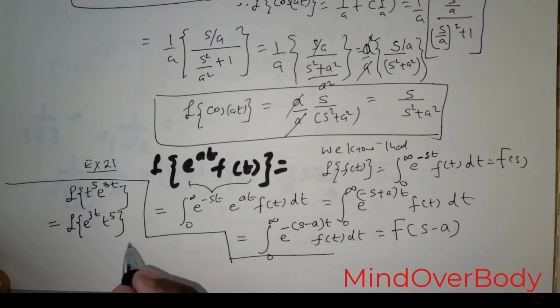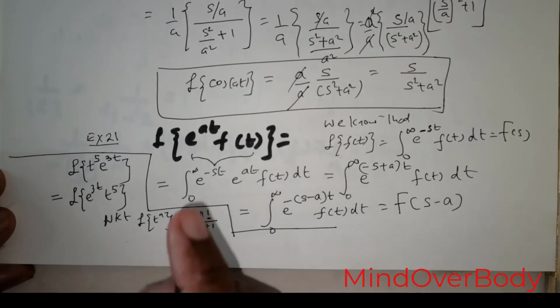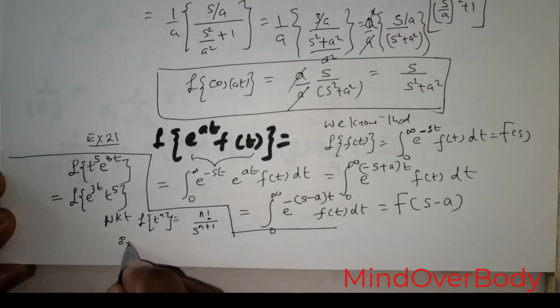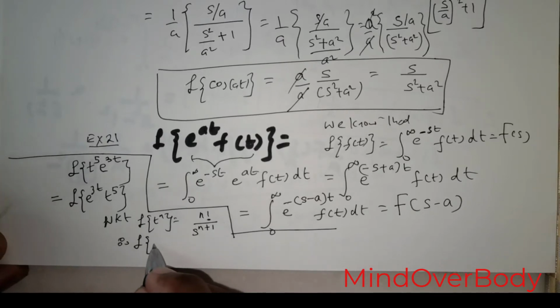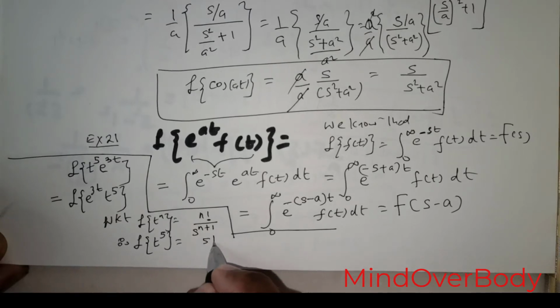So according to this, first what I would do is find out, or we know that the Laplace transform of t power n is equal to n factorial divided by s raised to the power n plus 1. So therefore the Laplace transform of t raised to the power of 5 is equal to 5 factorial divided by s raised to the power 5 plus 1. That's going to be 6.